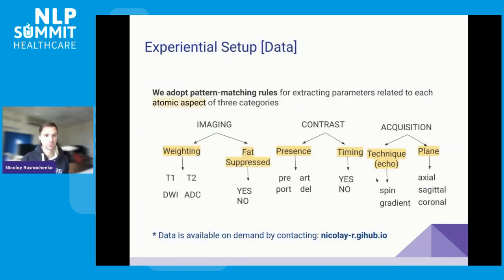So how we approach this brings me to the initial part of our experimental setup. We adopt pattern matching rules in order to annotate the atomic aspects in the related image series narratives. In particular, these atomic aspects are illustrated in the slide. There are 6 of them that are part of the imaging, contrast, and acquisition group that we've seen before. And in the bottom part, we illustrate the classes which are supposed to be predicted by models. And this is how, in general, we go with the related classification.